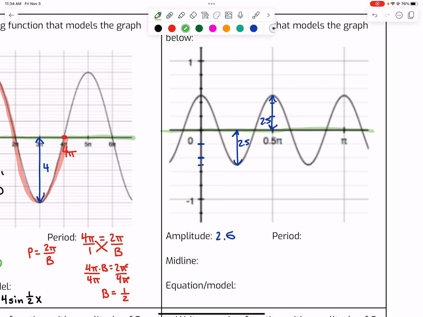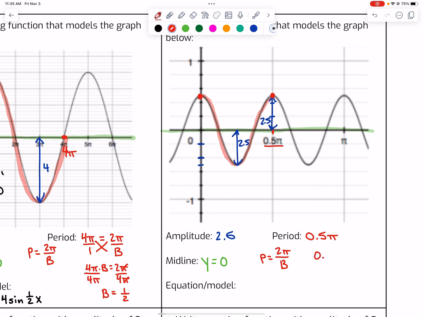Then I can tell the midline is still just at the x-axis, which is y equals 0. And I can pick out the period of the graph. Again, I like to start at 0 and highlight until it comes back to 0, because I can easily see that it starts at 0 and here is where it ends. And then I can quickly pick out my period. So the period is 0.5 pi, and remember, period is always 2 pi divided by the frequency, which helps us figure out the b value because we need that to write our function.